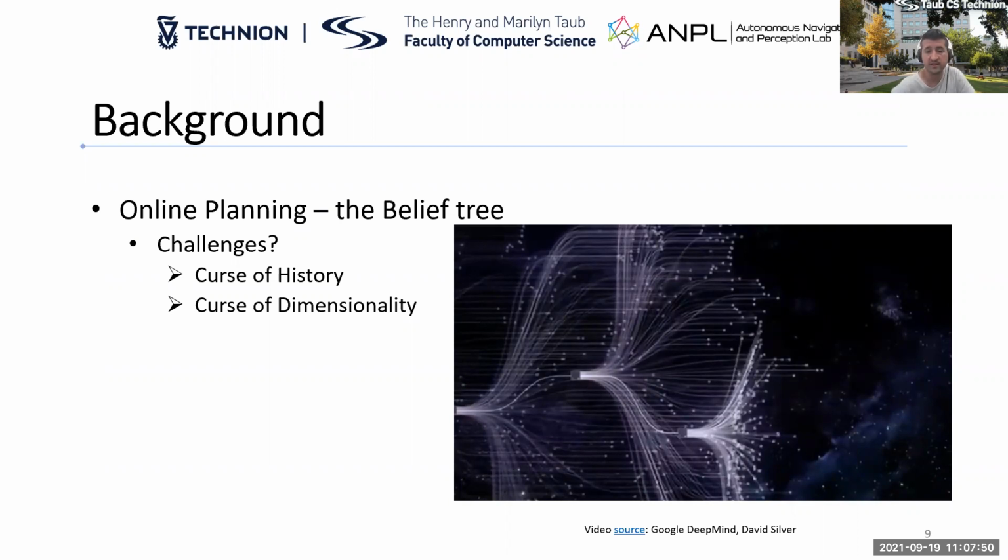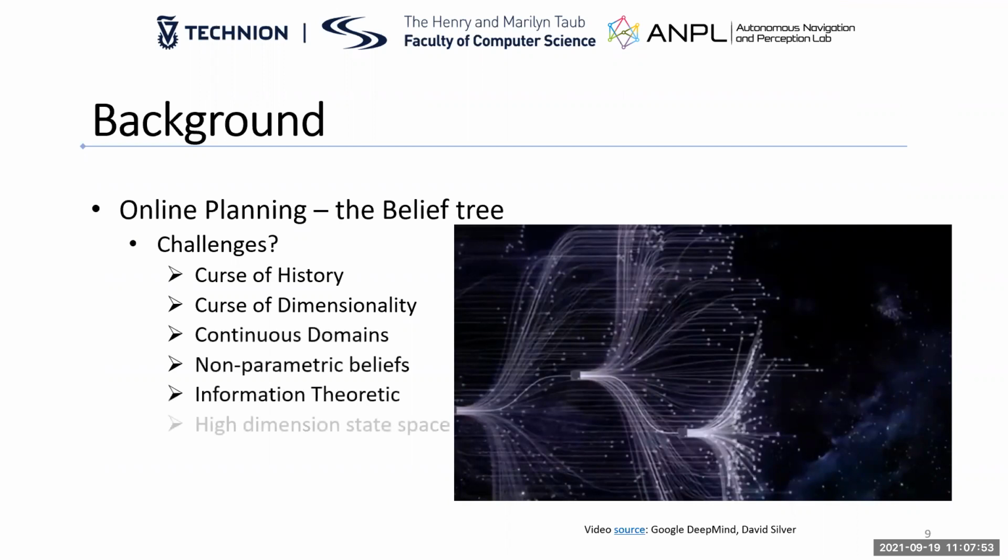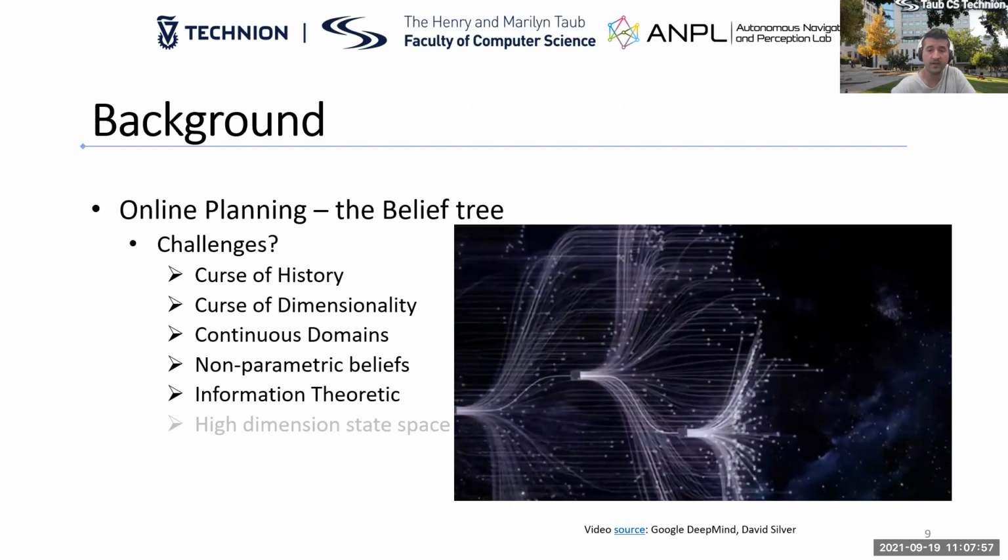Additional challenges exist, such as continuous domains, non-parametric beliefs, a need to account for expensive to calculate information theoretic rewards, and high dimensional settings. In our work, we consider all the challenges, leaving out the high dimensional setting.